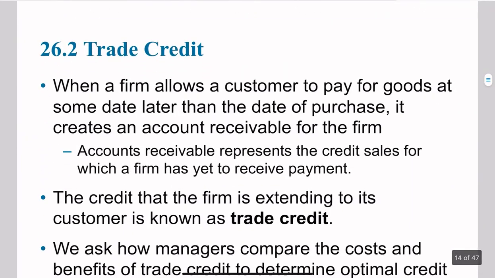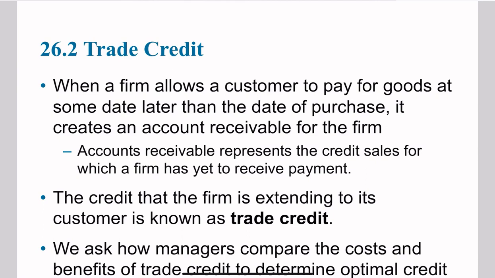Okay, now we talk about trade credit. So trade credit is related to a firm's accounts receivable. So why does a firm have accounts receivable? Well, because a firm will extend credit to its customers. That is, a firm will allow a customer to pay for the goods at some later date. And this later date will be later than the date of purchase or the date of invoice. So this will create the accounts receivable.